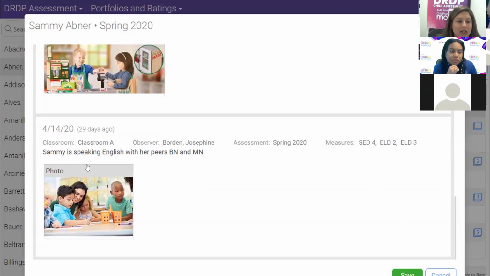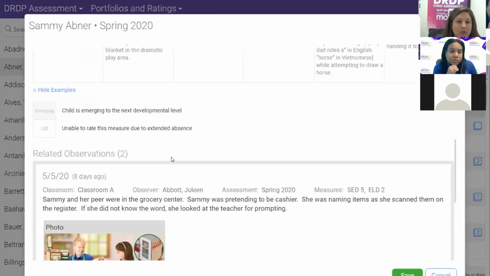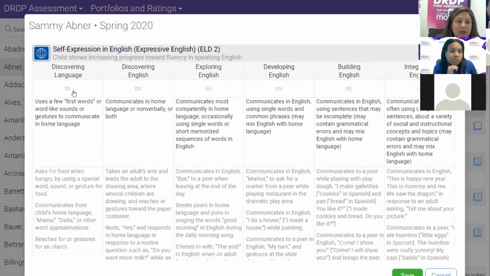So I want you to just note that she is speaking English right here. So I'm going to scroll back up. Now, Carolyn showed you the continuum. For English language development, there's a separate continuum, starting with discovering language, all the way to the developmental level of integrating English. So let's look at our descriptors real quick.